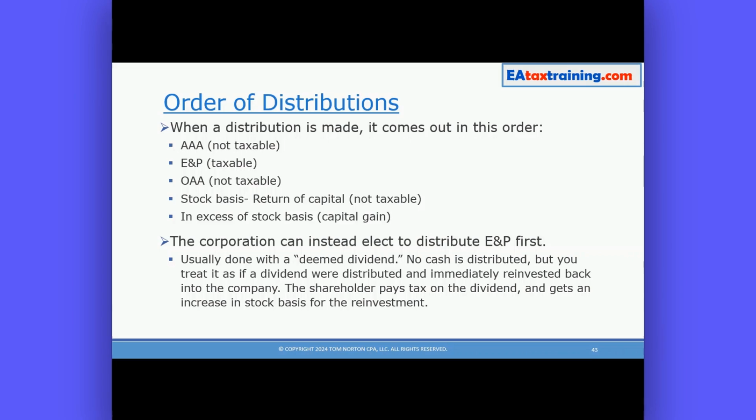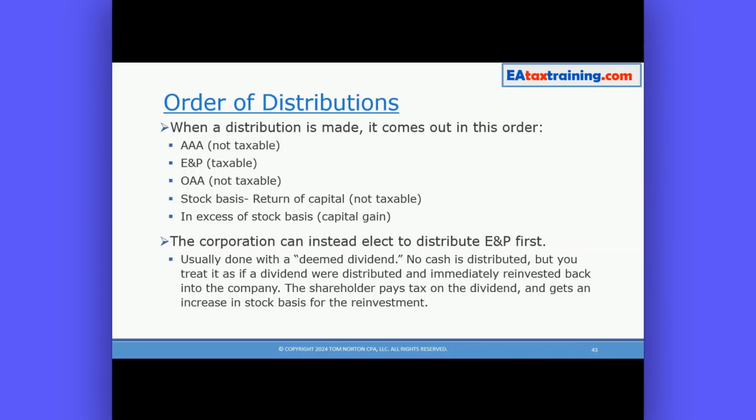If you now still make more distributions, so your AAA is gone, your E&P is gone, your OAA is gone, and you're still making distributions, those distributions are now a return of capital. This is similar to what we talked about with C Corps. Remember, we said once you've distributed out all of the earnings and profits of the C Corp, anything you're now distributing is a return of the shareholders' investment in the company. So it's the same idea here. You've distributed out all of the various types of earnings.